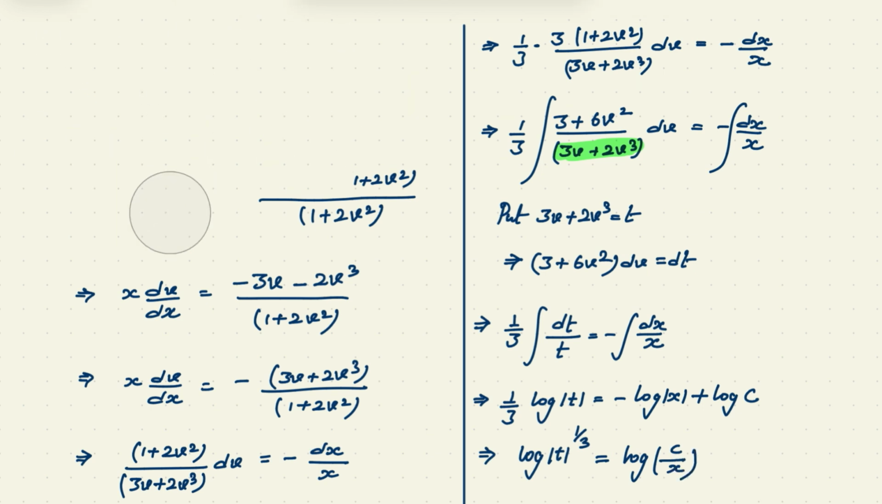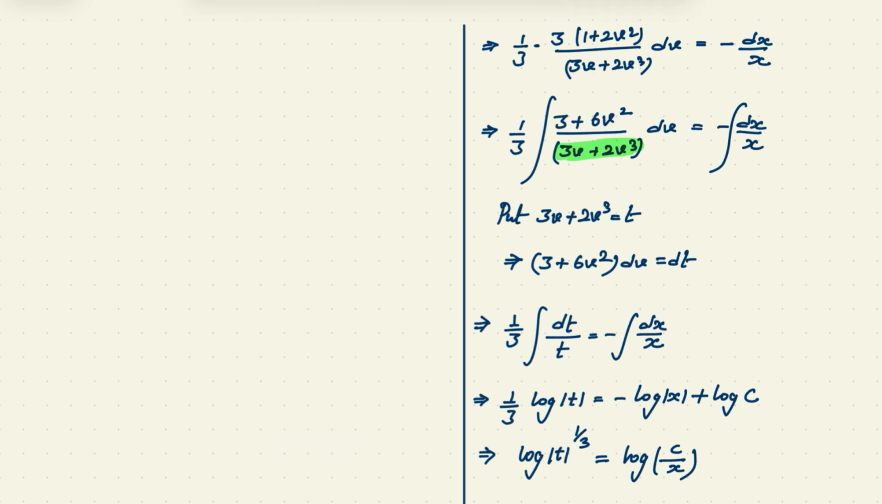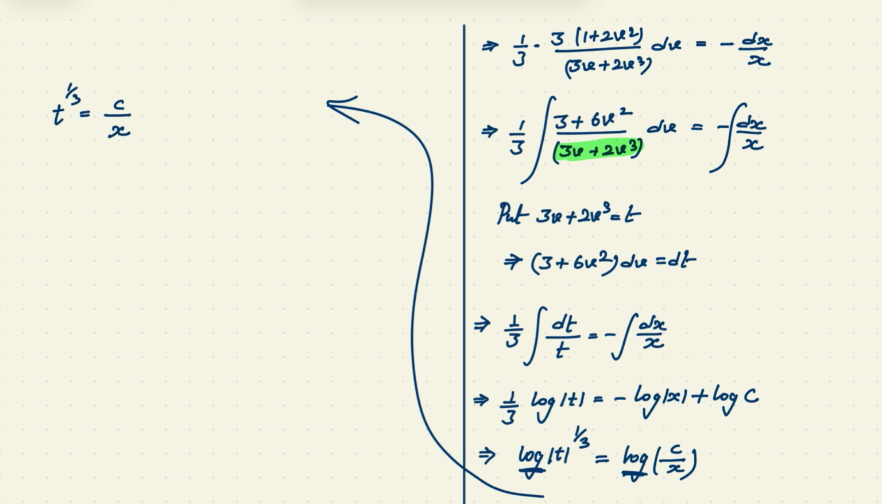So there's a shortage of space here. So let us continue here. So since there is log on both sides here, so we can write t to the power 1 by 3 equals to c by x. In order to get rid of 1 by 3, let us cube both sides. Then we will have t equals to c cube by x cube.